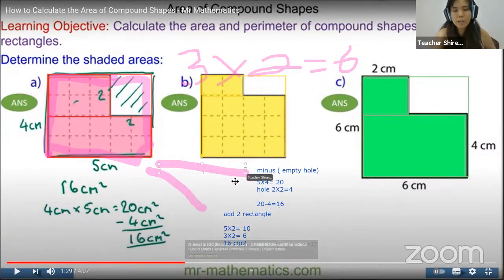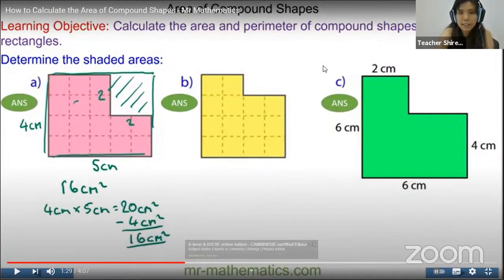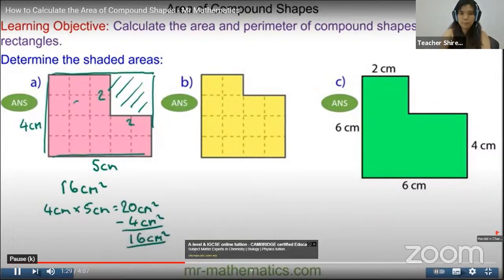So either way, you can use the addition way or subtraction way. Both, it's correct. Understand? Okay. So same thing. Let's see how to do B and C as well. You get the same answer both ways. For question B, I'll use a similar approach.